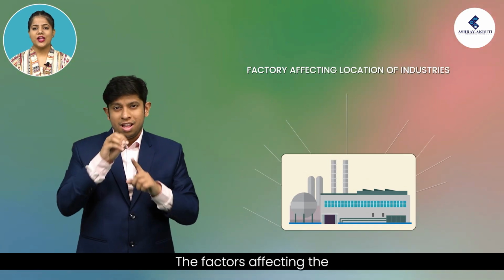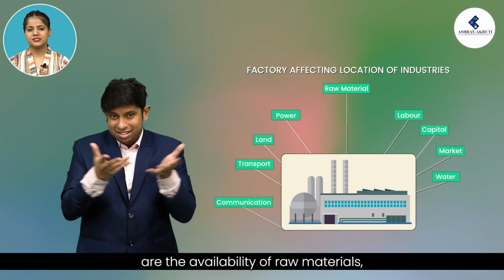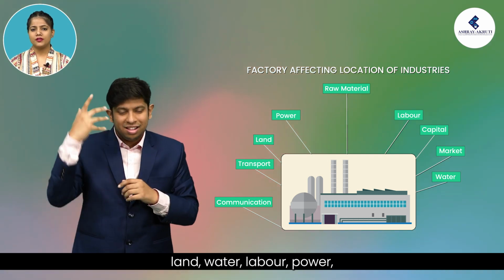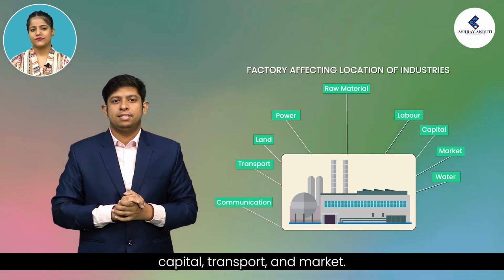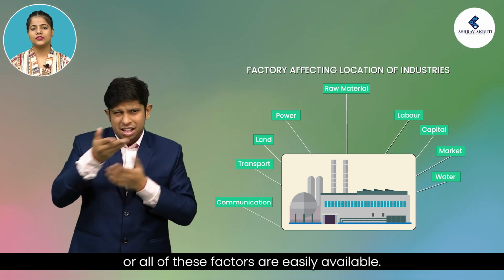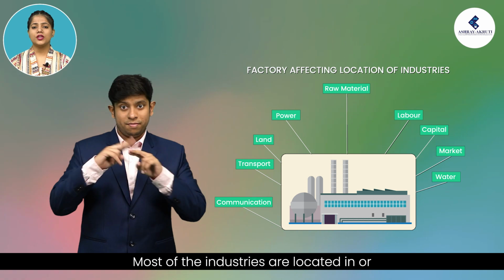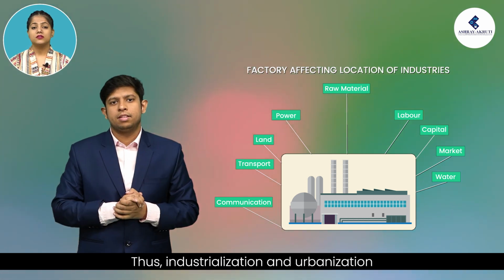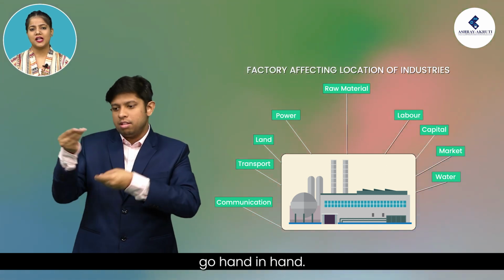The factors affecting the location of industries are the availability of raw materials, land, water, labor, power, capital, transport and market. Industries are situated where some or all of these factors are easily available. Most of the industries are located in or near the cities. Thus, industrialization and urbanization go hand in hand.